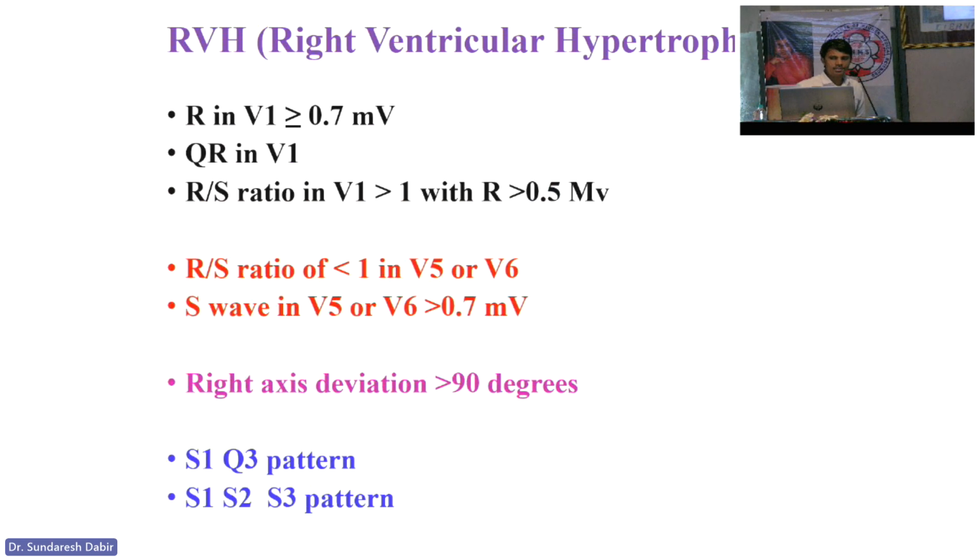So right ventricular hypertrophy: R wave in V1 is more than 0.47 millivolt, QR in V1, and R/S ratio in V1 is more than 1 with R more than 0.5 millivolt. The R/S ratio of less than 1 in V5 and V6, and S wave in V5 or V6 is more than 0.7 millivolt. And right axis deviation is there, more than 90 degrees, and an S1Q3 pattern, S1Q3T3 pattern, may also be seen sometimes in chronic pulmonary embolism patients.